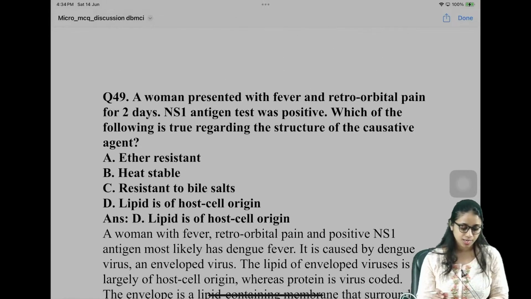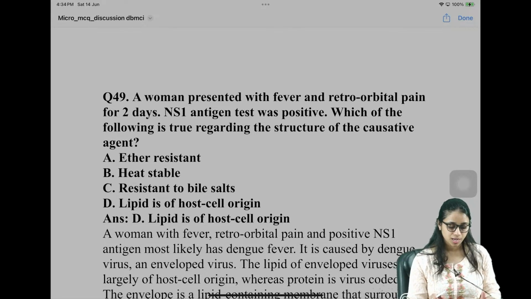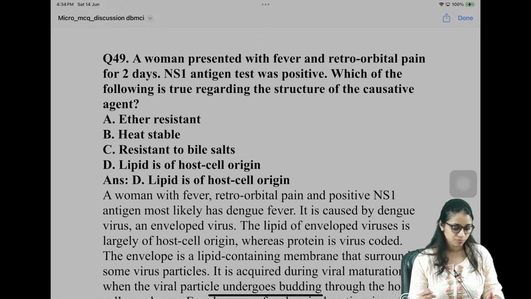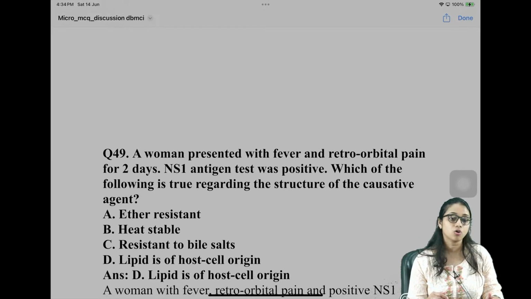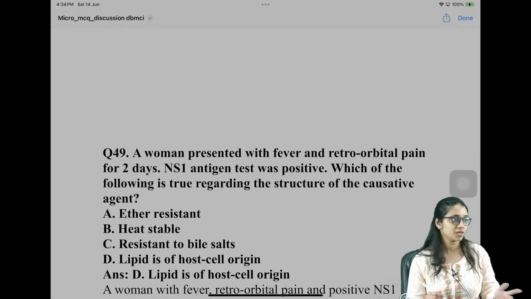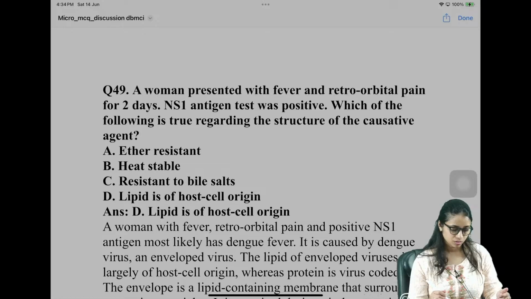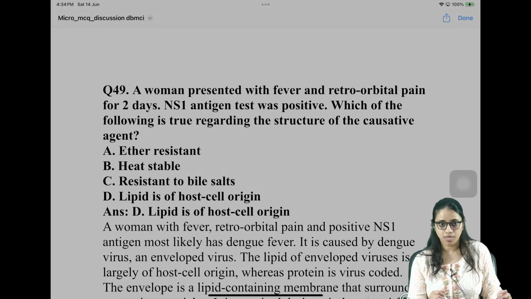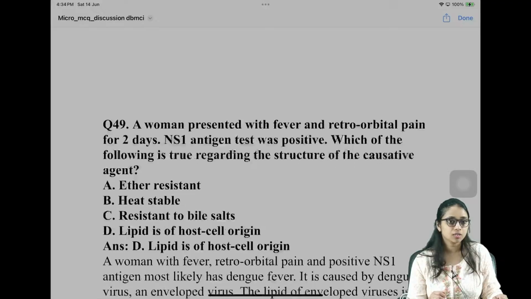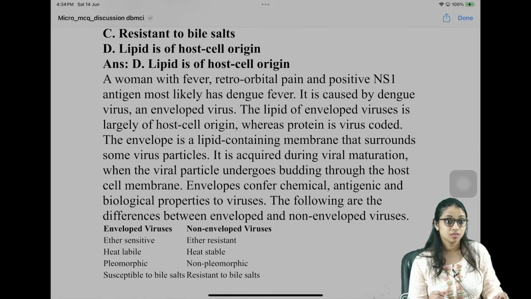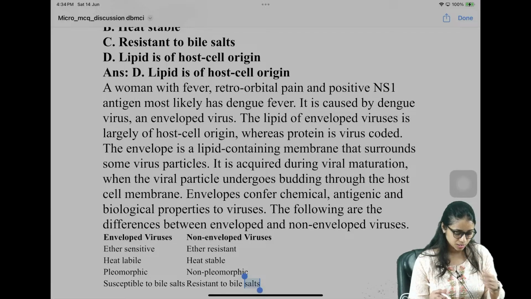Now, question number 49. A woman presented with fever and retroorbital pain for 2 days. NS1 antigen test was positive. Which of the following is true regarding the structure of the causative agent? The causative agent over here we know is dengue virus. The Aedes aegypti mosquito transmits it.